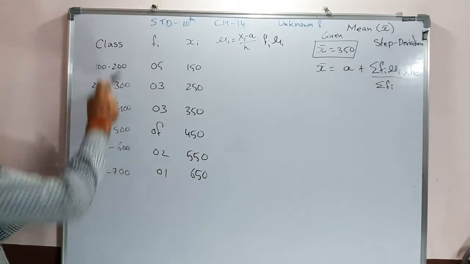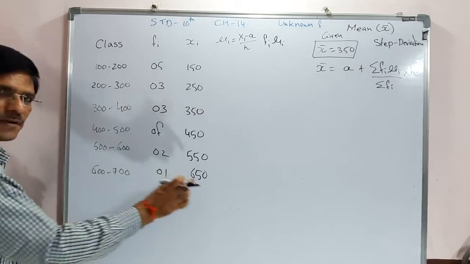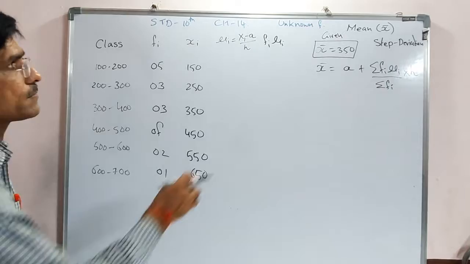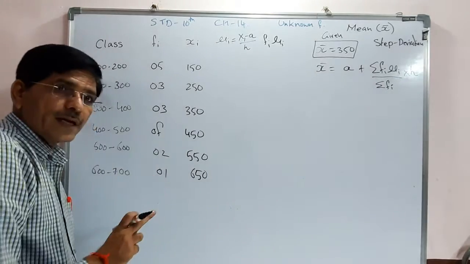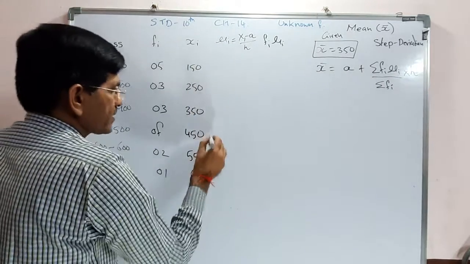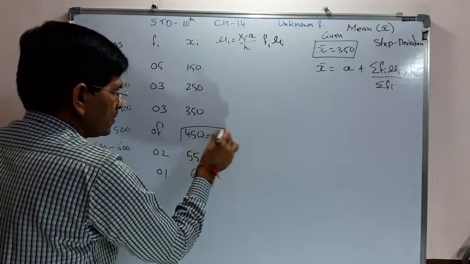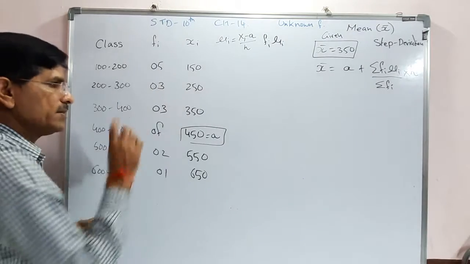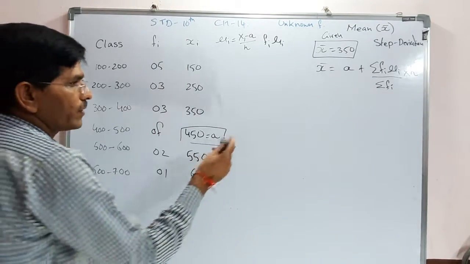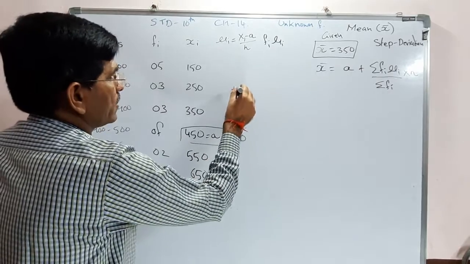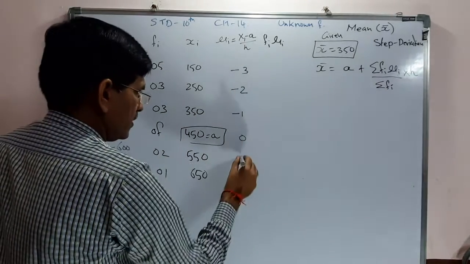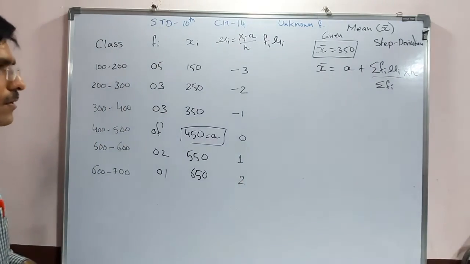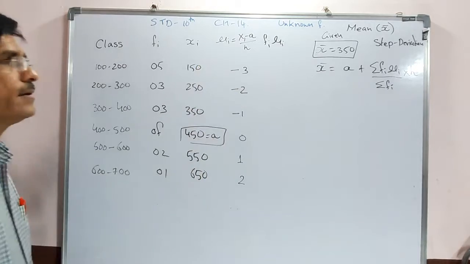Xi must be between your class limits: 600 to 700 gives 650, and 500 to 600 gives 550, for checking purpose. Now for ui, we put a from xi, because the frequency is unknown there. For the unknown frequency, xi is always a, and ui is 0. Now we put 0, minus 1, minus 2, minus 3, and 1 and 2.